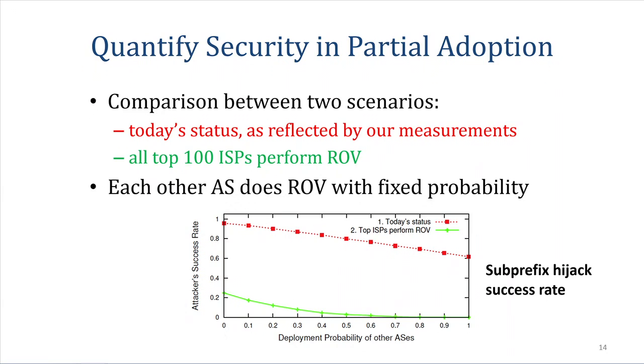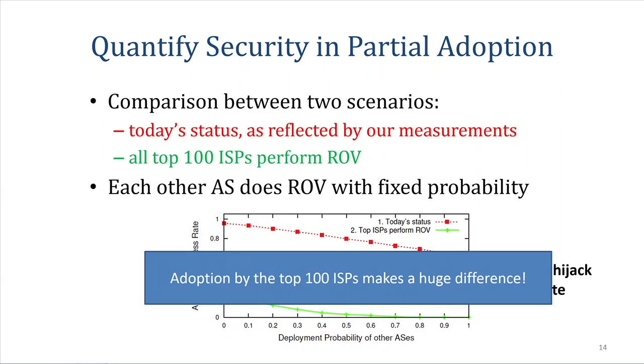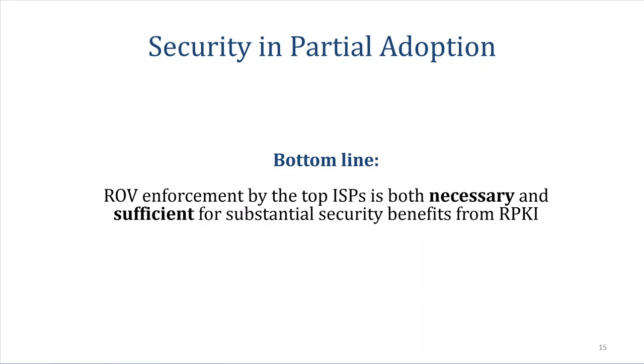The y-axis, again, describes the attacker success rate, and the x-axis describes the adoption probability by the rest of the internet. So you can see that even if all the ASs on the internet adopt, because of the collateral damaging effect, the sub-prefix hijack plotted here actually stays very effective. The attacker still manages to steal about 60% of the traffic. So really, adoption by the top 100 ISPs makes a huge difference. And in fact, the bottom line is that ROV enforcement by the top ISPs is both necessary and sufficient to provide some substantial security benefits.